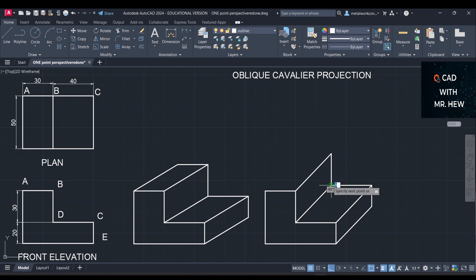We come south, and we're going to repeat the process again up here. So we're going to go line, the length is 50, the angle is 45, enter. And then we close it back here.